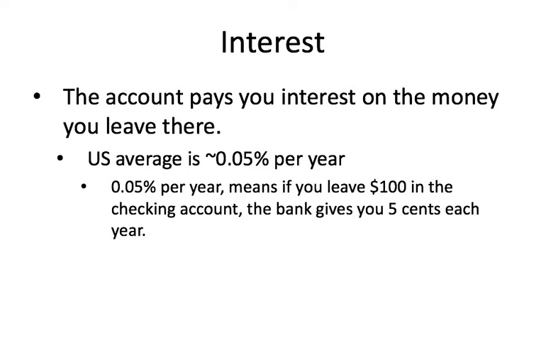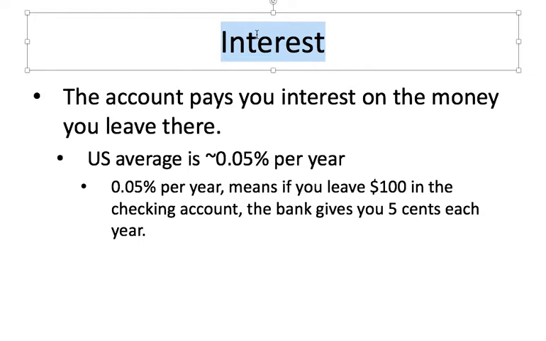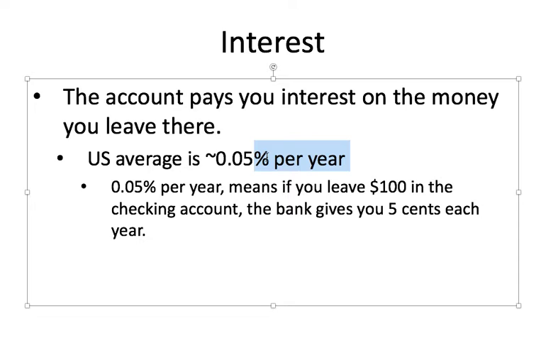For all savings accounts, the money you put into the savings account will earn you interest. Whatever money you leave in a savings account, the bank will give you some money extra every year. This amount is usually paid monthly, but how much they're paying you is usually listed as a per year rate.